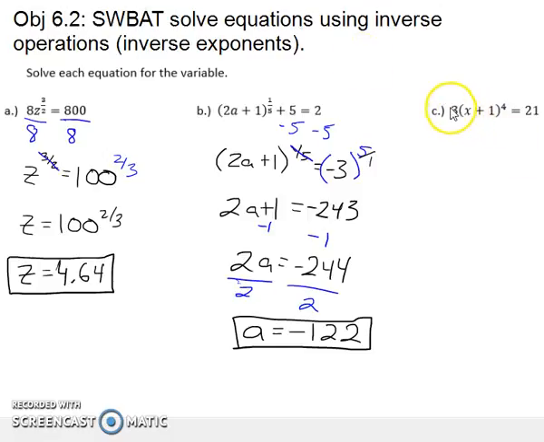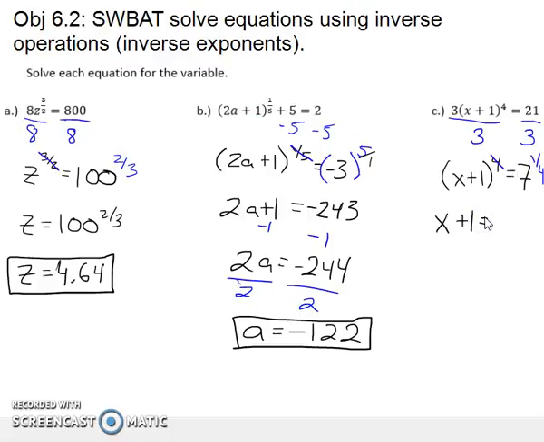Last one. First thing we need to do is get rid of this 3. You always get rid of it by dividing. Sometimes people accidentally try to distribute, but you just can't ever do that if there's an exponent. So we divide. This gives us x plus 1 to the 4th is equal to 7. And now we're going to get rid of that 4 by making it a power of 1/4 on the other side. Now you notice we've got an even denominator, so we're going to have a plus minus. This gives us x plus 1 is equal to plus or minus 7 to the 1/4.